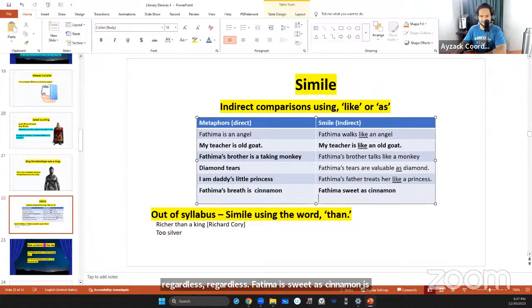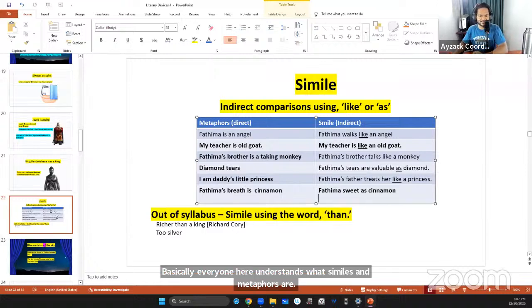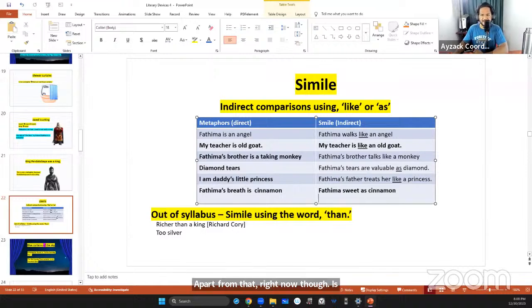Gonna move forward then. Basically, everyone here understands what similes and metaphors are. Apart from that, right now, though, is a buzzing bee. Your friend is a buzzing bee. You say Asma. Well done. That is also a good example for a metaphor. You're right. Absolutely. So now that we've got everything covered, all right, work is a nightmare.